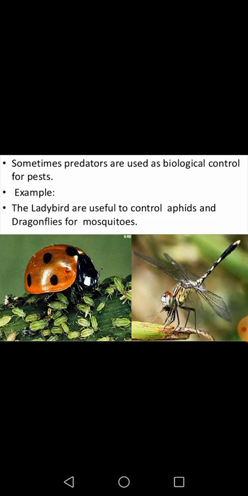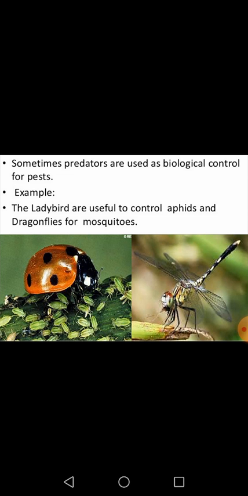Sometimes predators are used as a biological control for pests. If you are going for agriculture, this predation method is used as a biopest control method. For example, the ladybird. Here you are observing a ladybird. It's a kind of insect. It is used to kill or control aphids, and dragonflies are used to kill mosquitoes. So here you are observing two predators. The first one is the ladybird and the second one the dragonfly.